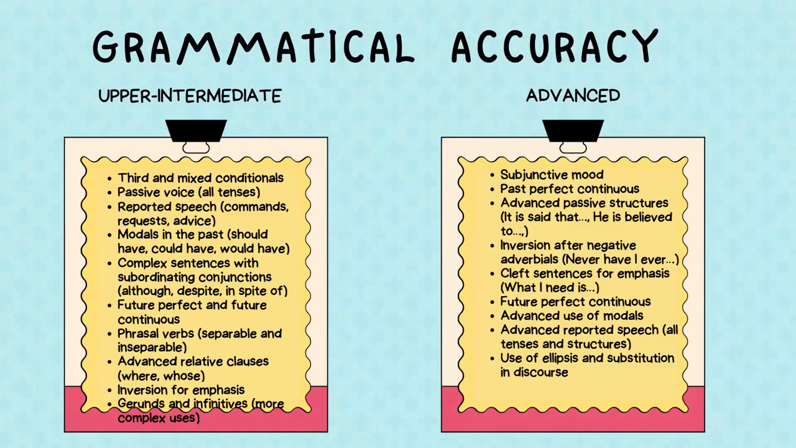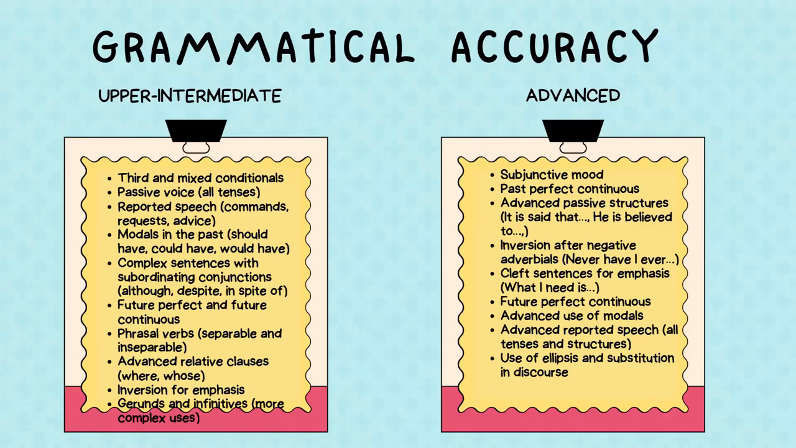Upper intermediate level students are supposed to know third and mixed conditionals, passive voice, all tenses in passive voice, reported speech, commands, advice, requests, modals of the past like should have, could have, would have, and so on, complex sentences with some subordinate conjunctions like although, despite, in spite of, future perfect and future continuous, phrasal verbs, inversion for emphasis, sometimes, not necessarily, and gerund and infinitive, most cases of usage and more complex usage.